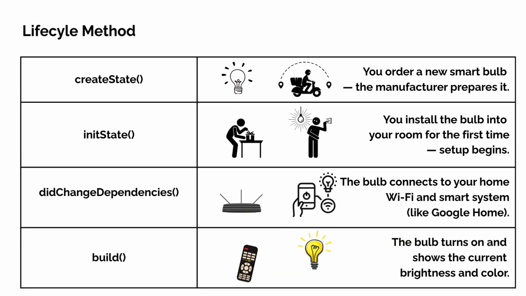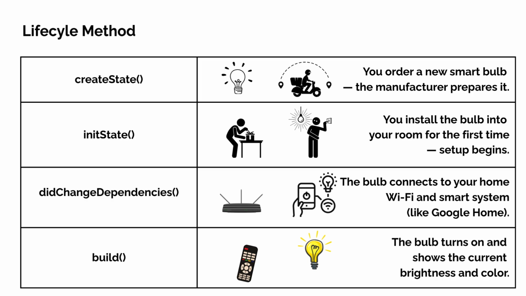Let's move on to another example. Suppose you want to install a smart LED bulb in your home. As you are aware, whenever we create a stateful widget, its constructor gets called and a widget is created. So the same thing happens here. You order a bulb, the bulb will first be created and then it will be delivered to you by Amazon or Flipkart or any other party services.